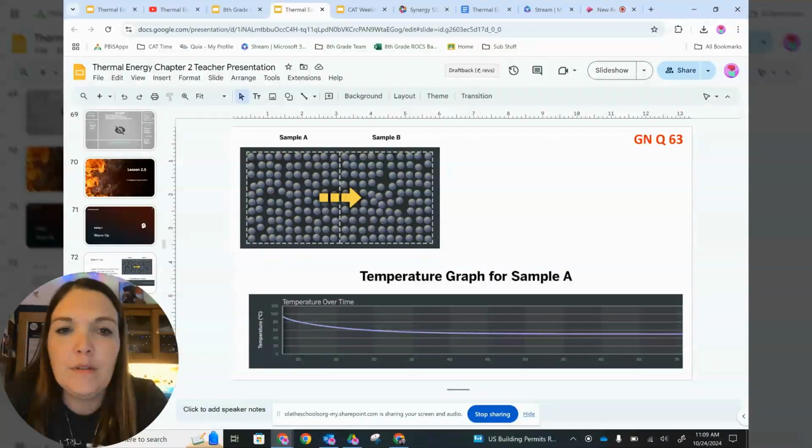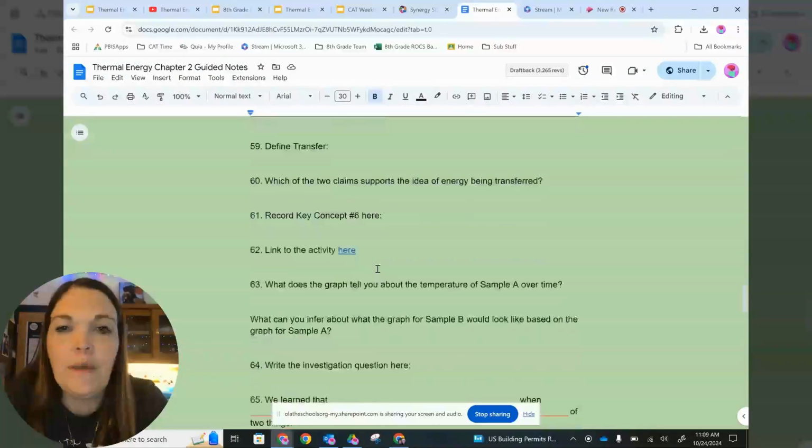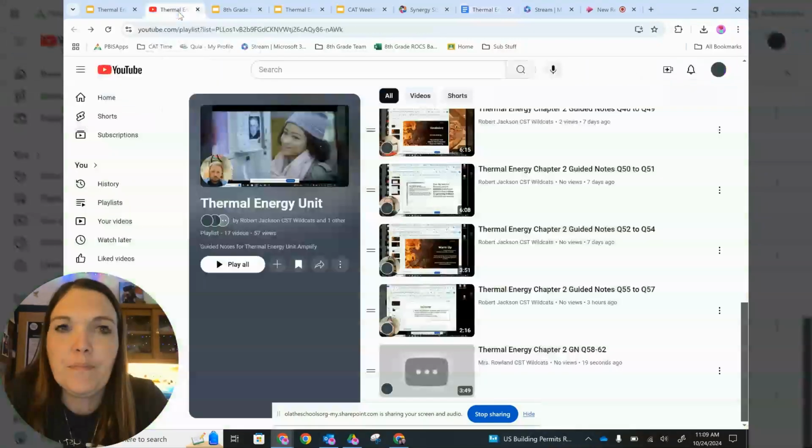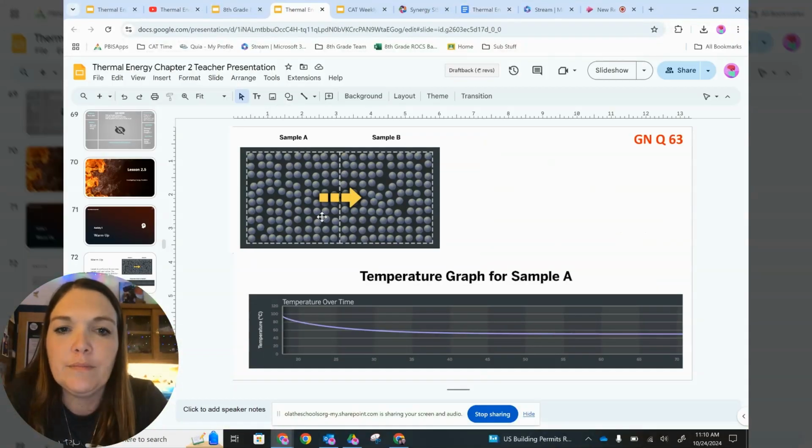So looking at that a little closer, go ahead and answer in your guided notes question 63. What does the graph tell you about the temperature of sample A over time? What can you infer about what the graph for sample B would look like based on the graph for sample A? Nope, wrong one. There we go.